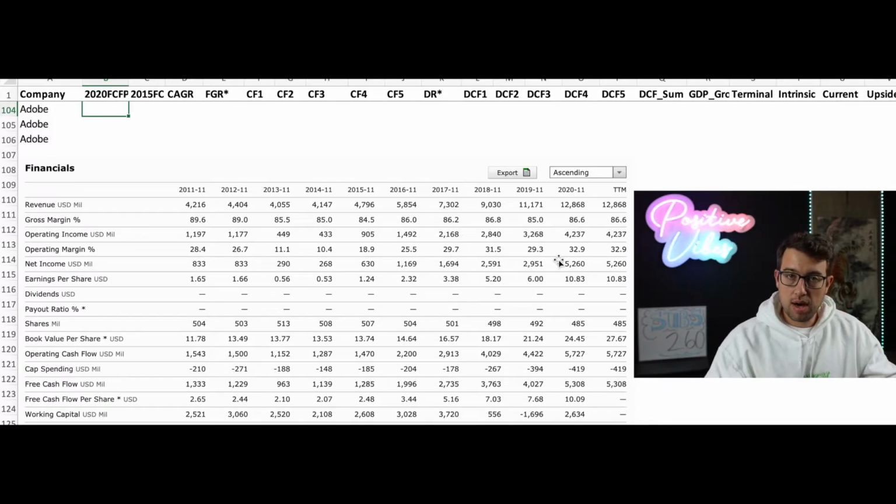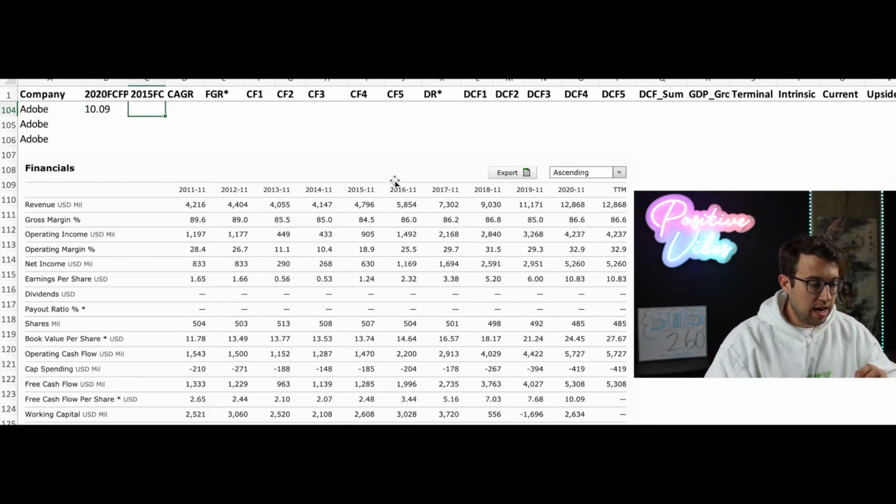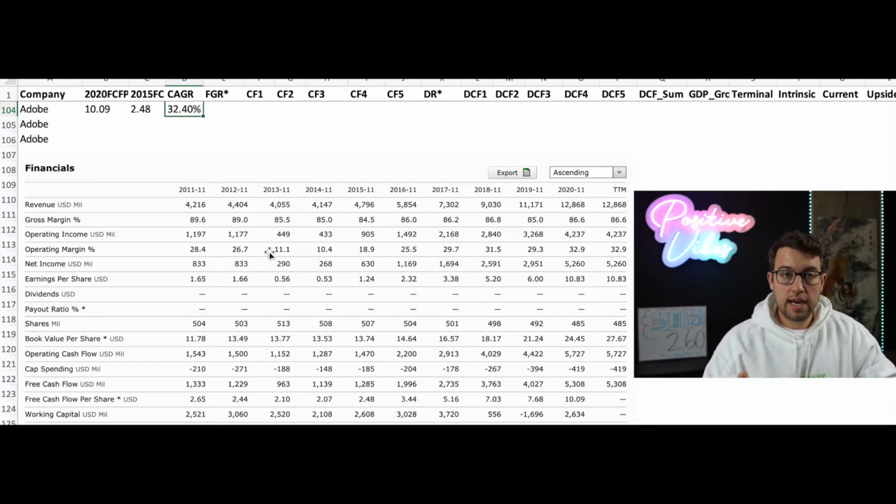So the way that my model works is you take the year 2020 free cash flow per share, which was 10.09. You go back 5 years on the free cash flow per share, which was 2.48. This is going to calculate a compound annual growth rate. If you're not sure what a compound annual growth rate is, I have a video that you can watch that explains that in detail.